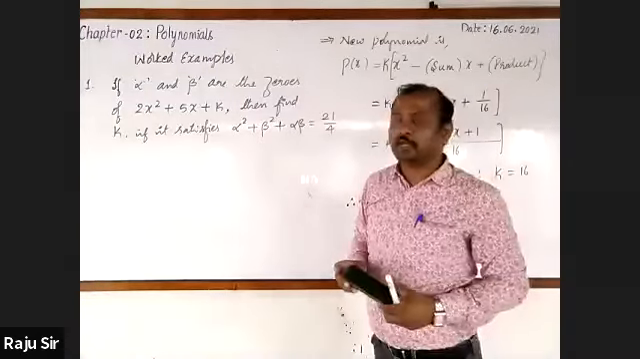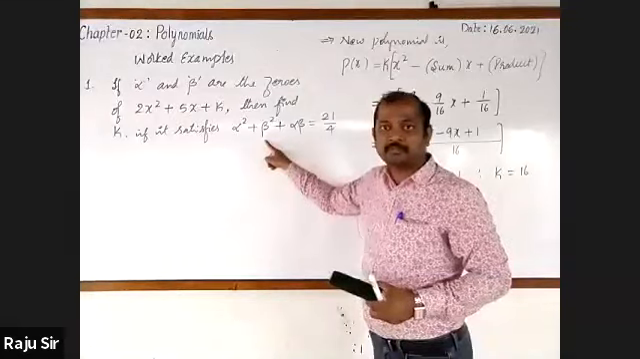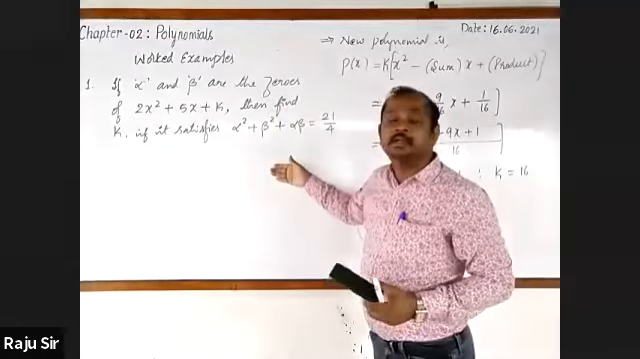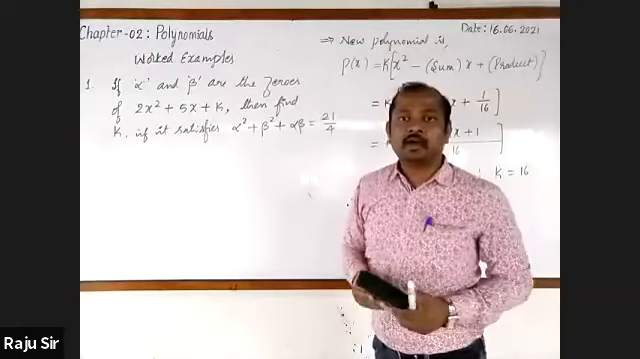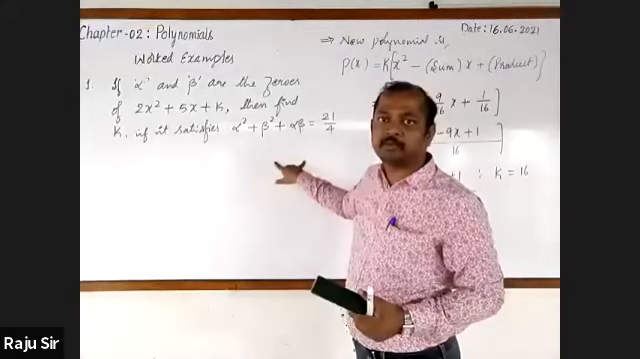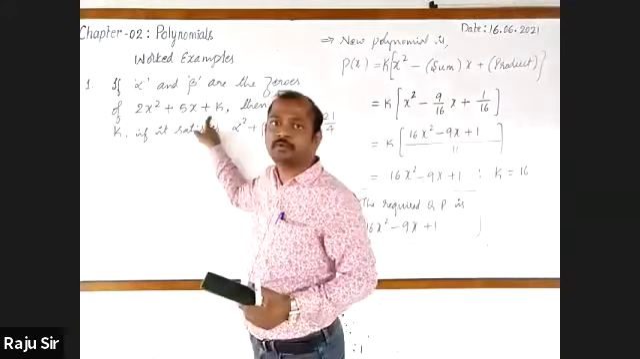To find the value of k, you must simplify this. When you simplify this, you can come to know that it is in the form of either alpha plus beta or alpha into beta or both. Hence, we have to find alpha plus beta and alpha into beta for this polynomial. Very simple. This should be written in terms of alpha plus beta and alpha into beta. You have to substitute, that is, you have to find alpha plus beta and alpha into beta from this.